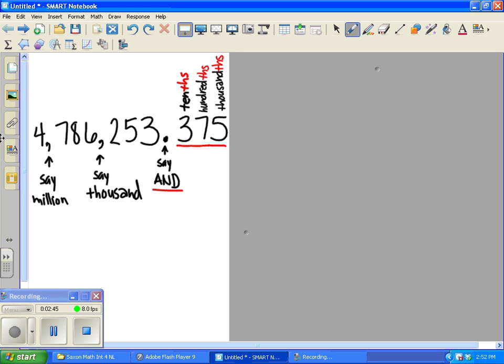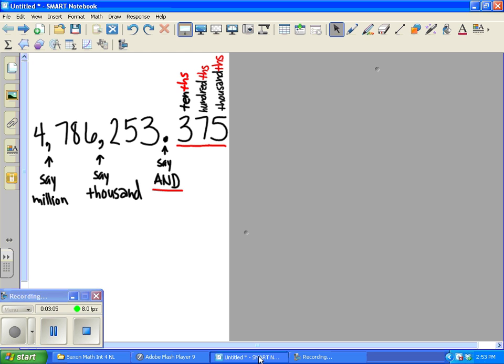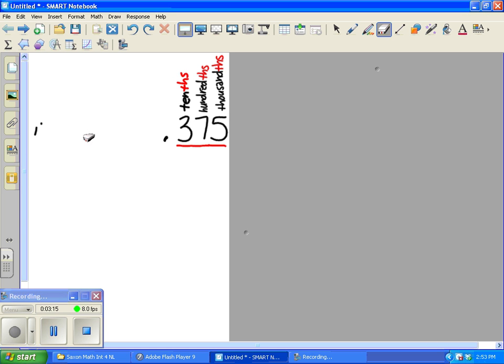So this whole number would be 4,786,253 and 375 thousandths, okay? So let's look back at what they're asking us, right? 375 thousandths as a decimal number. So if we do that, this is kind of what it looks like right here. If I get rid of all of this stuff, this is what we have. This is what it looks like as a decimal number.